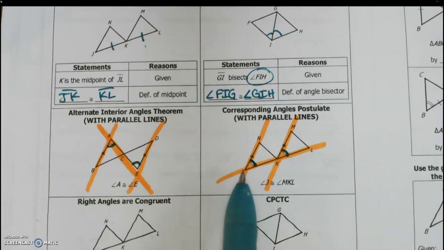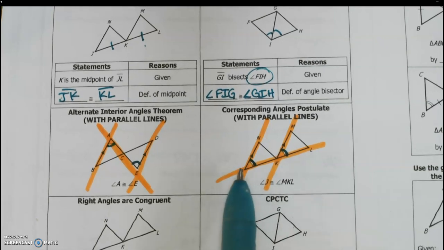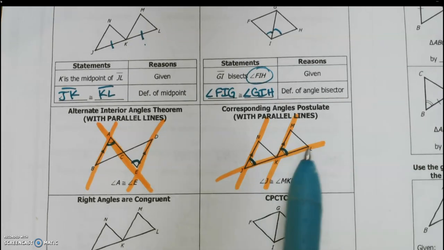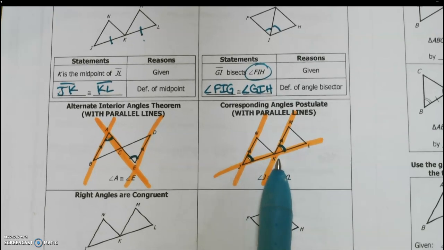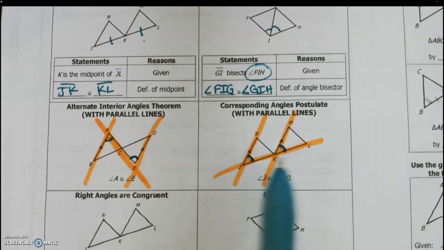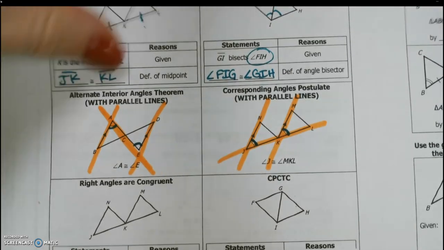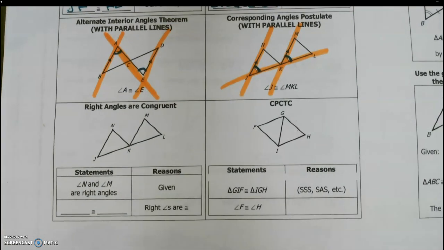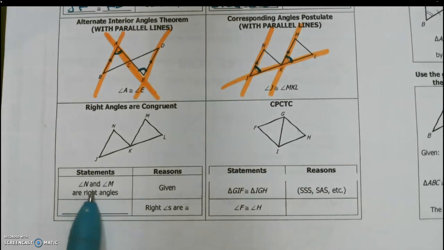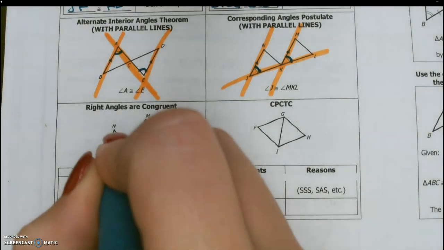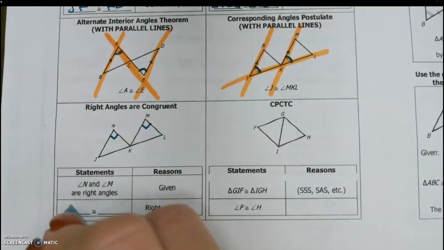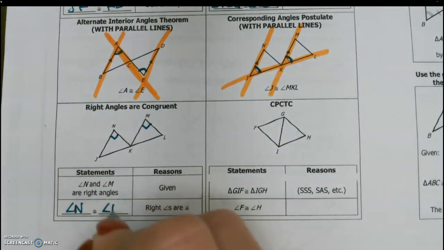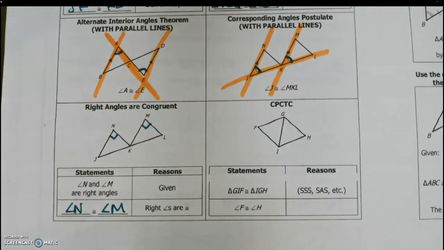Notice you can call this just angle J because it can't be confused for anything else, but you're going to have to use 3 letters to talk about this angle because angle K is too broad of a description. All right, we can conclude that right angles are congruent. So we're told M and N are right angles. Okay, that means that angle N must be congruent to angle M because all right angles are congruent.